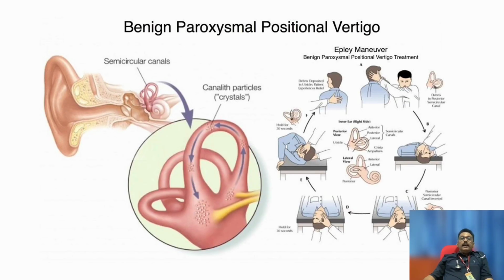Physiotherapy, that is Epley's maneuver training, either the physiotherapist can do or an ENT person can do this and train the patient for this. This has to be done repeatedly so that the patient improves clinically.